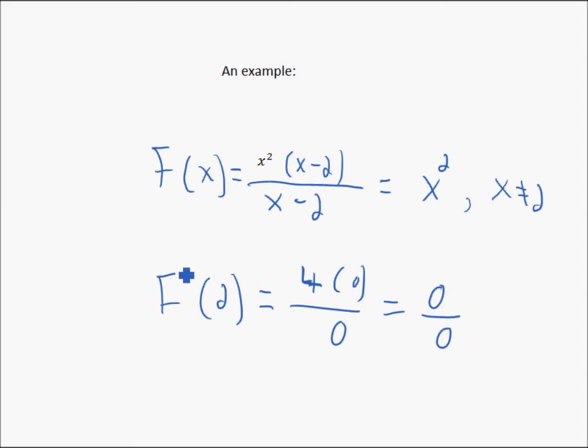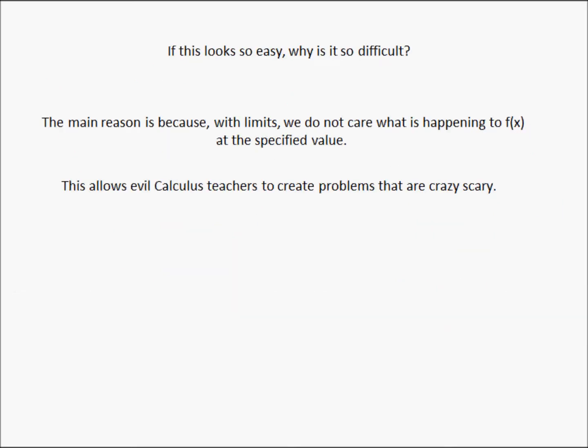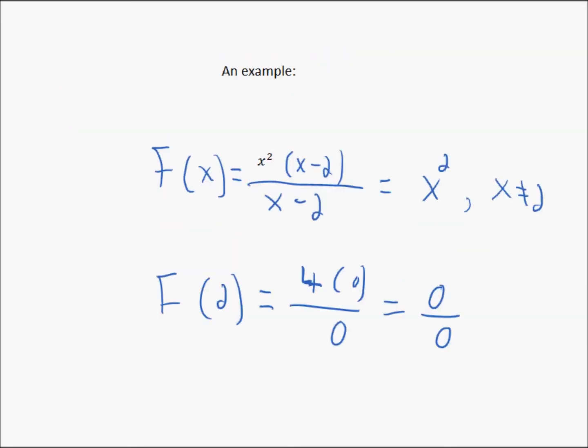So now, let's go back again to that nice function we were looking at before. In this function, I can just plug in 2 and get an answer back, 4. If the f of 2 is 4, then the limit has to be 4 as well. But now what I've done here, as a sneaky calculus teacher, is I made one little change. I multiplied by x minus 2 over x minus 2 to get this new function. Now when I plug 2 into that, I don't get 4. I get 0 over 0.